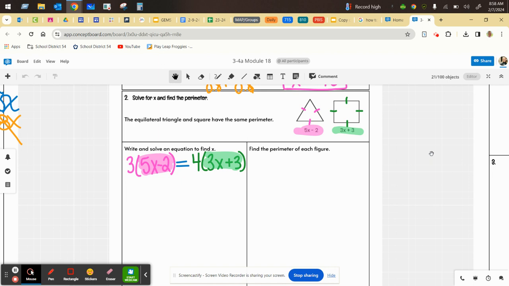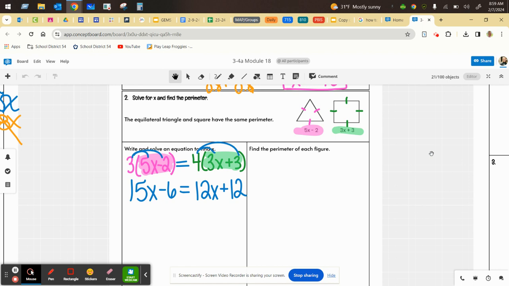Okay, now we're going to solve for x. So we need to distribute each side. 3 times 5x is 15x. 3 times 2 is 6. 4 times 3 is 12x. Again, 4 times 3 is 12.